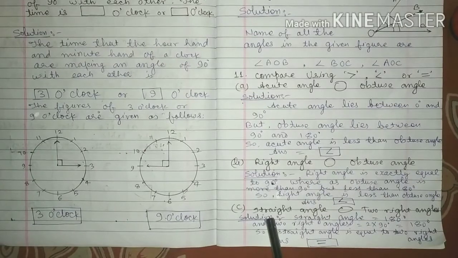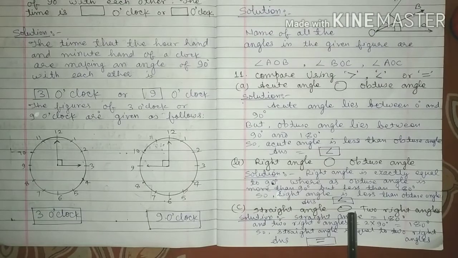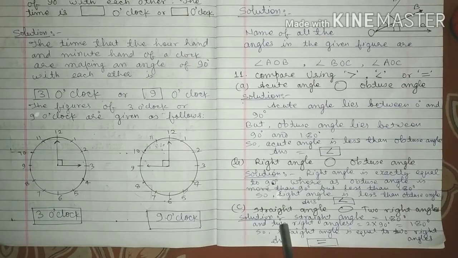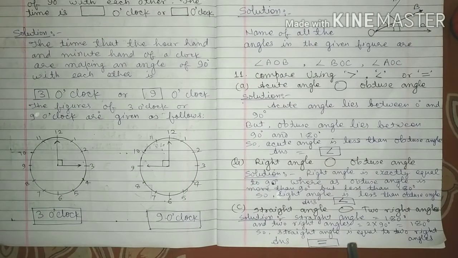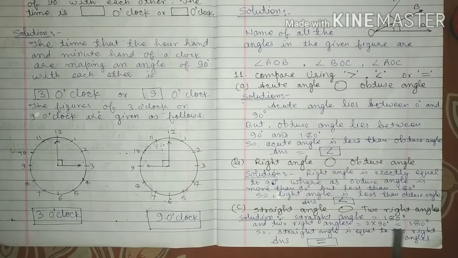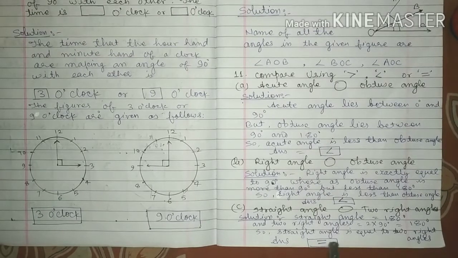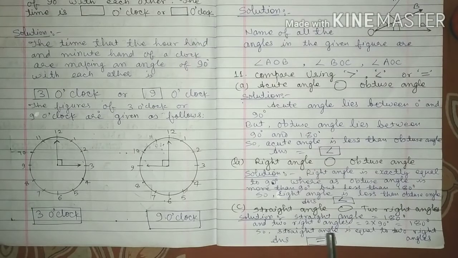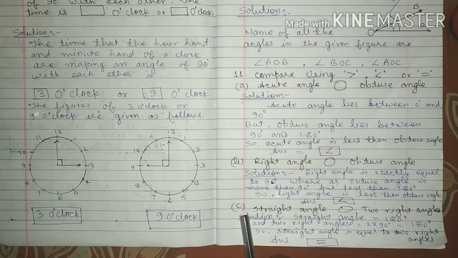Question number C. A straight angle, two right angles. What do we fill here? For the solution of this question we write, a straight angle equals 180 degree and two right angles equals 2 into 90 degree. One right angle 1 into 90, two right angles 2 into 90, 2 into 90 is 180 degree. So a straight angle is equal to two right angles. So we fill here equal to. This is the answer of question number C of question number 11.